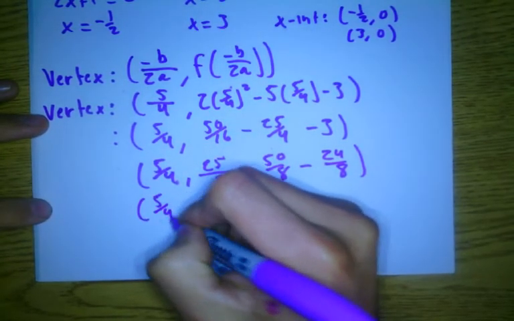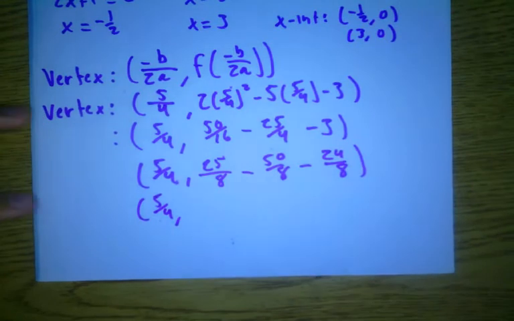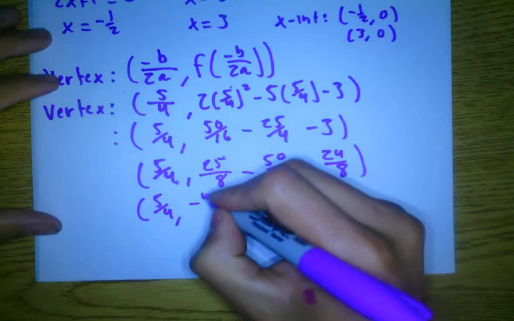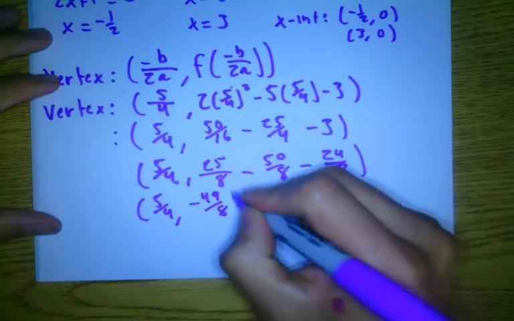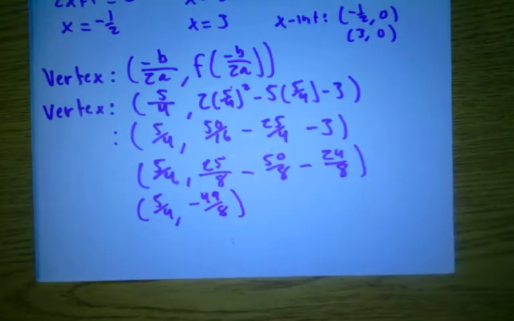We are 5/4, comma. All right, so we have 25 minus 50. Negative 25. Minus 24? Negative 49 over 8. Not pretty, but very doable. Okay? Questions so far? Now your job is to sketch this. Now, we did not get beautiful integers, so you're just going to do the best you can on a graph.